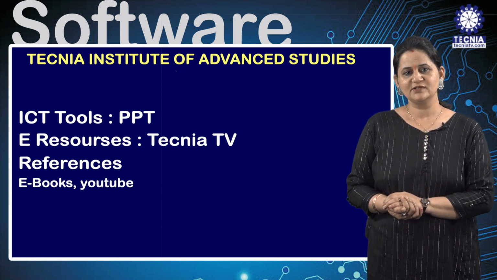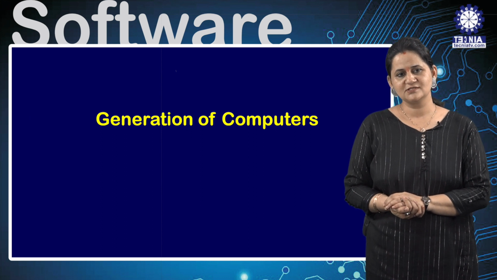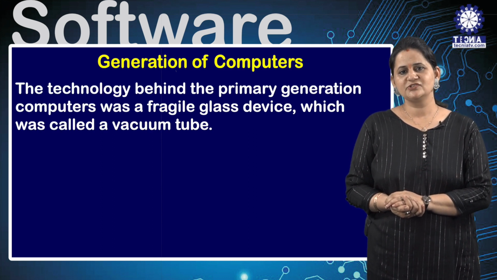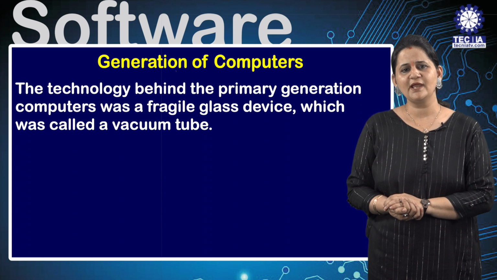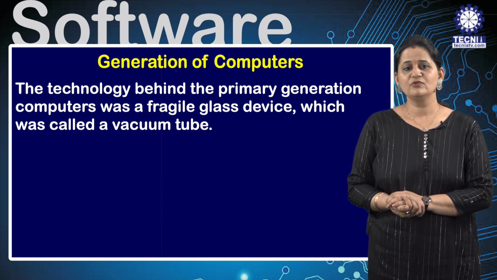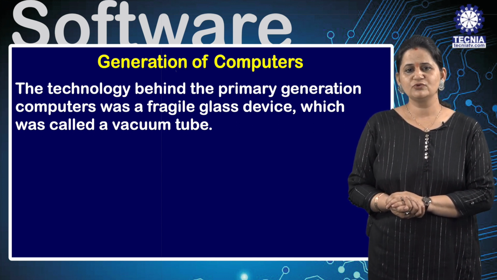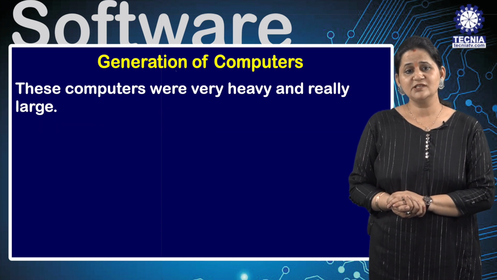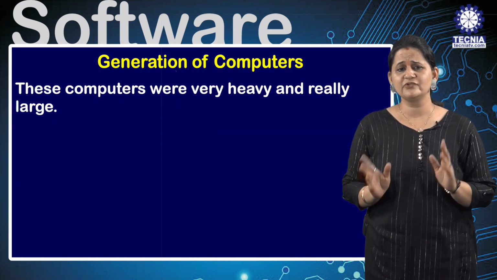Today I am going to discuss generation of computers. First one is first generation computers. The technology behind the primary generation computers was a fragile glass device which was also called a vacuum tube. These computers were very heavy and really large.